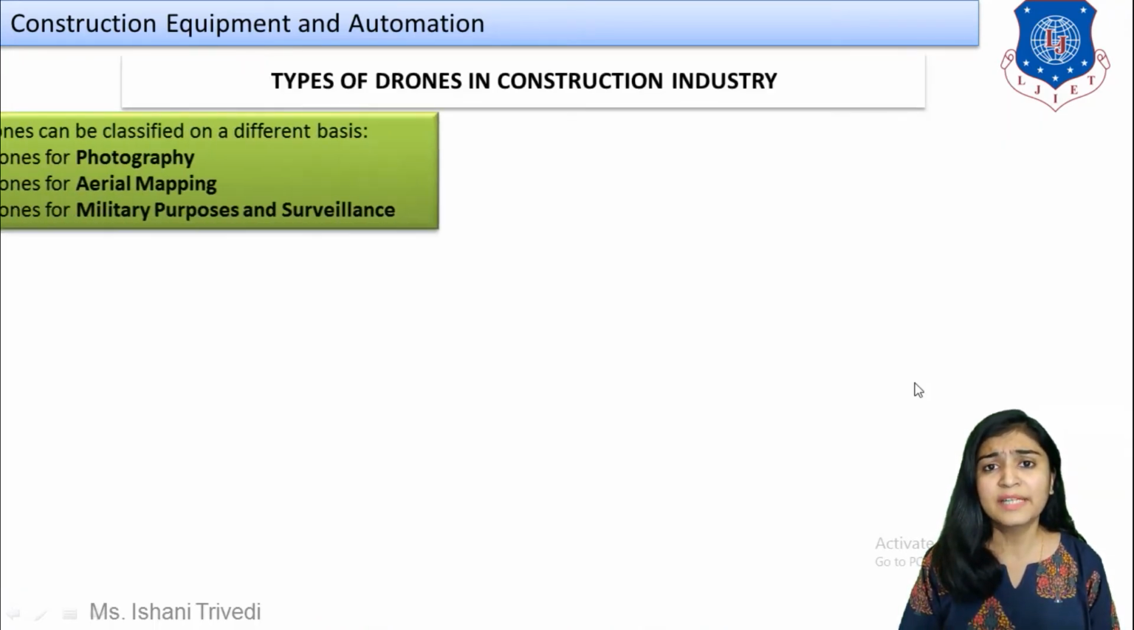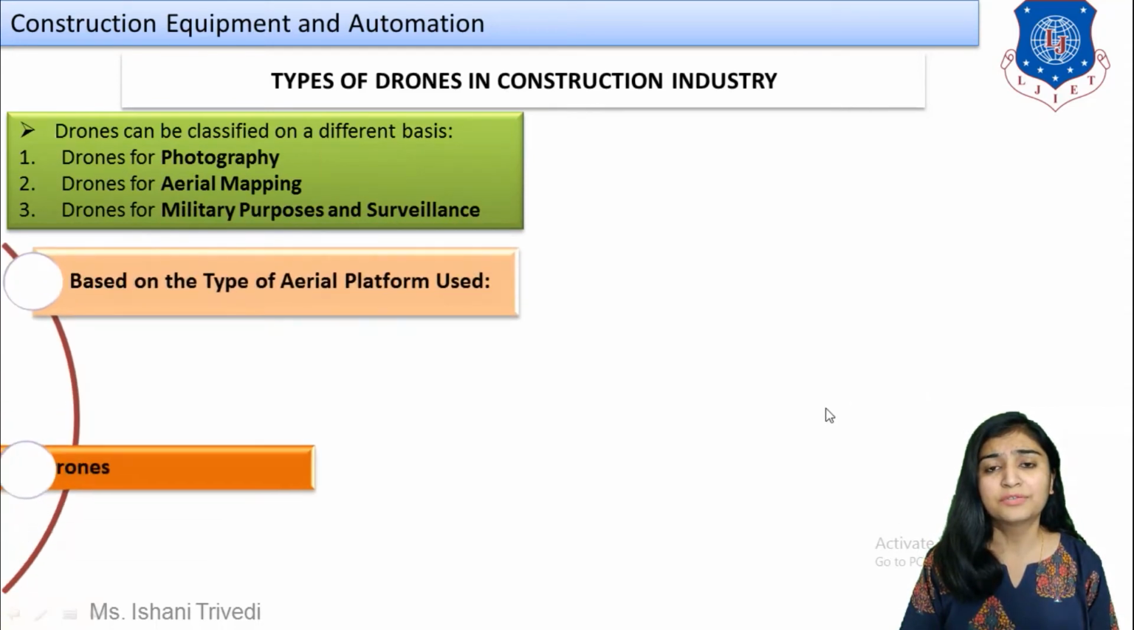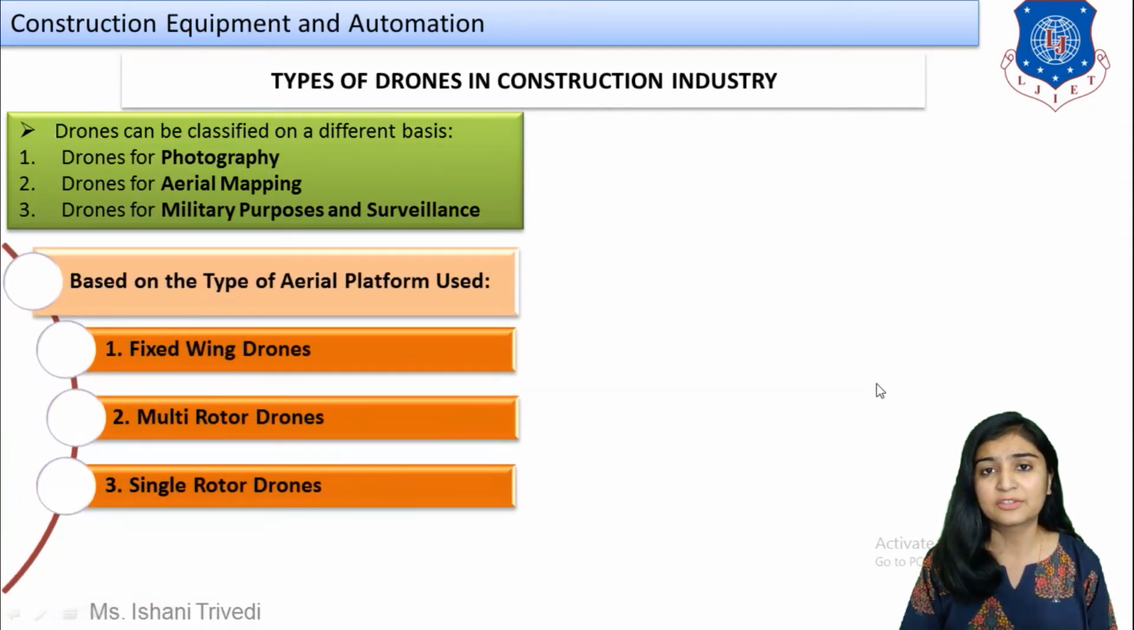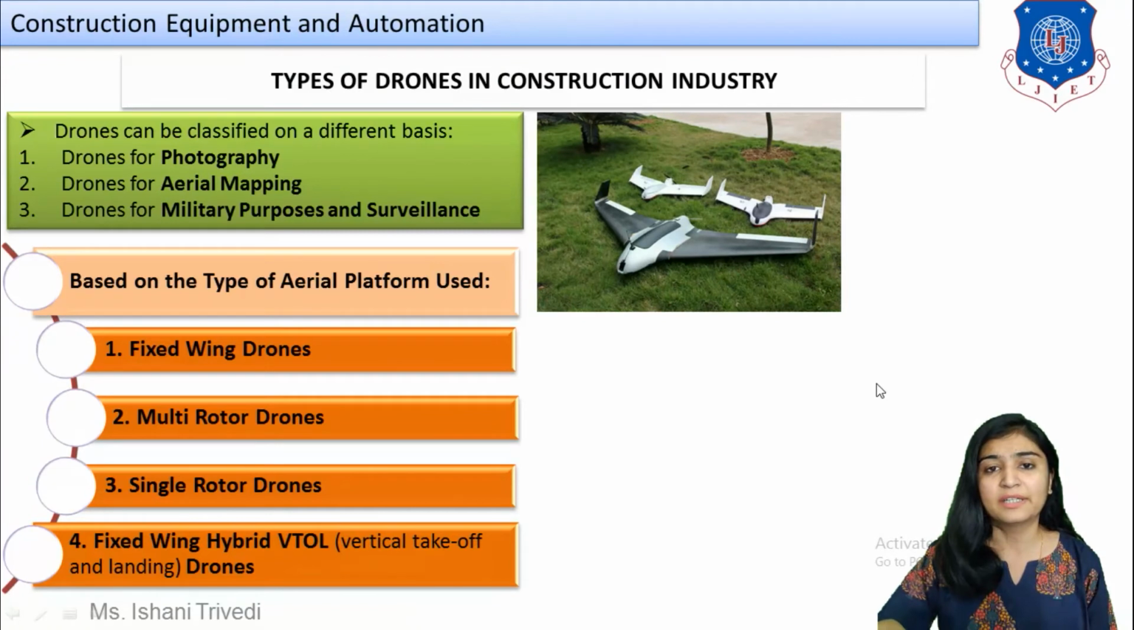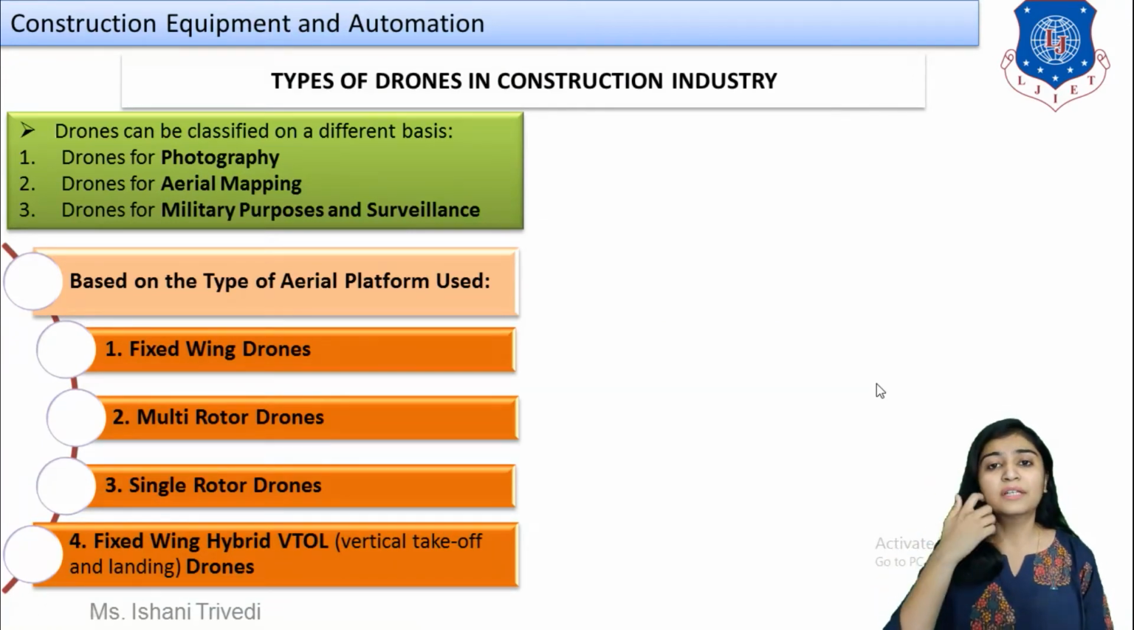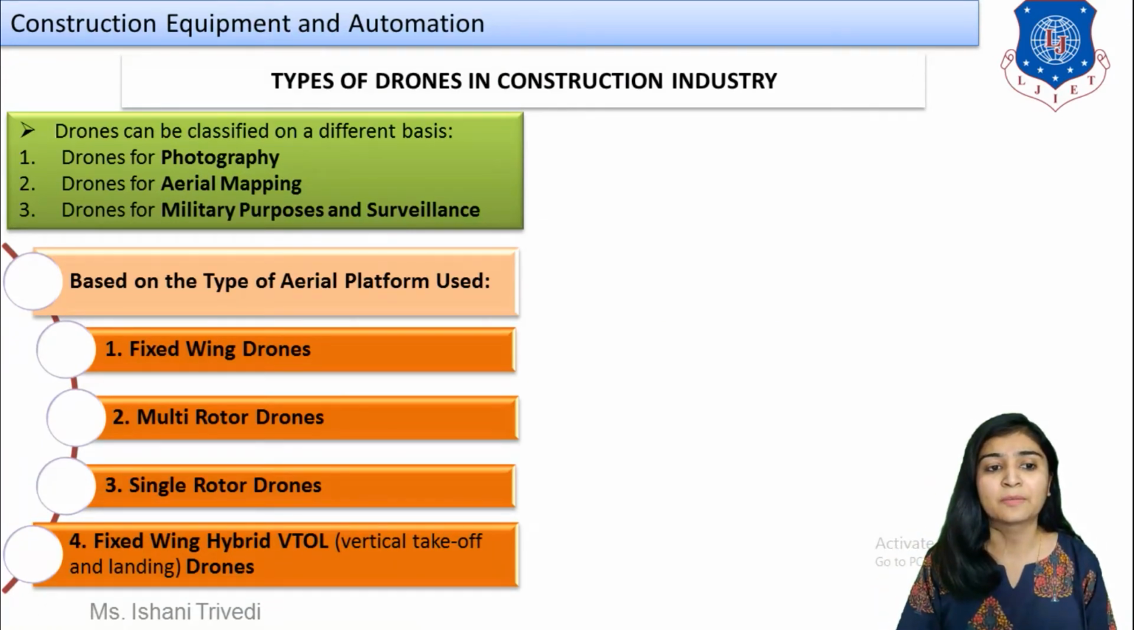Now next I am going to discuss the different types of drones in the construction industry. Let us have a look at it. So what are the different types of drones which we have? They can be classified on 3 parameters. The first parameter is based on photography, drones for photography. These will be the normal purpose drones which are used by the general public. They can use them to carry out photography and videography works.